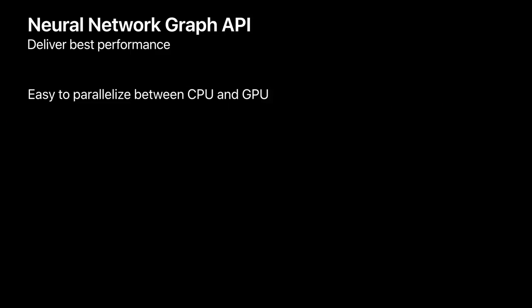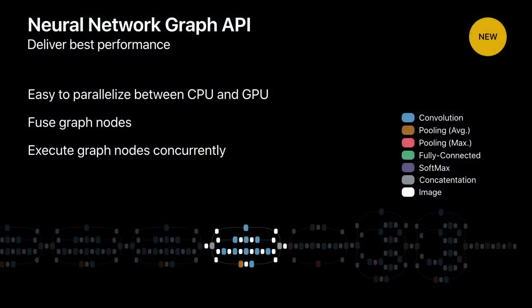And now, having all this information about your entire network allows us to deliver the best performance across different GPUs. We make it easy for you to parallelize between the CPU and the GPU. So as the GPU is executing the graph for one input image, the CPU can already prepare to execute the graph for a different input image. We can also fuse graph nodes together, like the convolution and neuron nodes. And we can execute graph nodes concurrently.